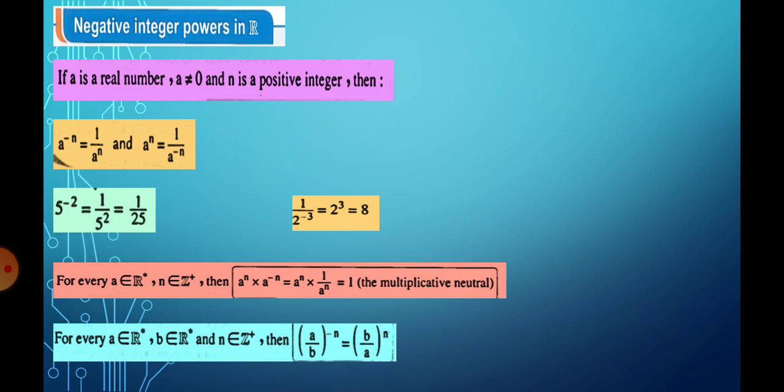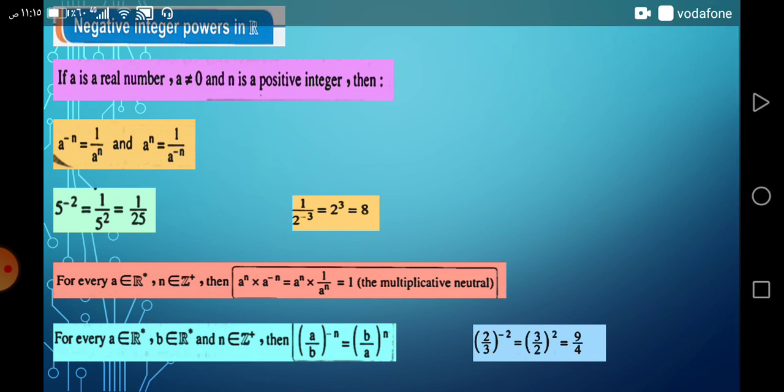If a belongs to R star and b belongs to R star, then for a over b to the power negative n, we change the sign of the power and take the reciprocal of the number. Then a over b to the power negative n equals b over a to the power n. Like 2 over 3 to the power negative 2 will be 3 over 2 to the power 2, and that value equals 9 divided by 4.